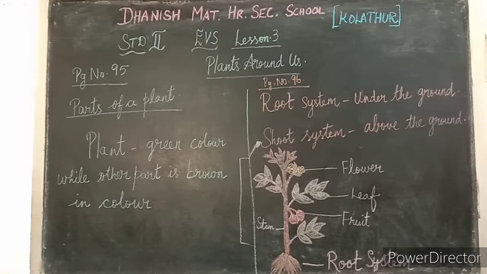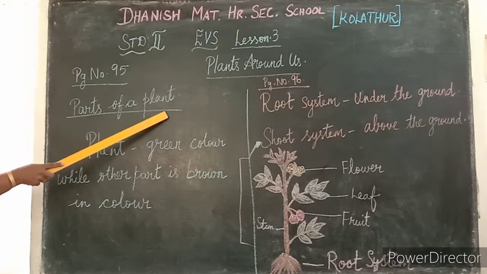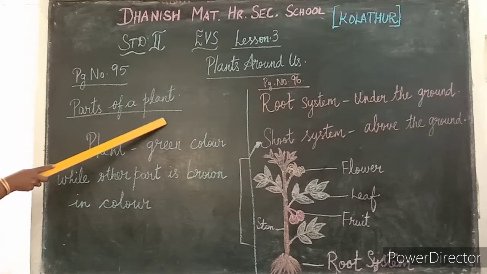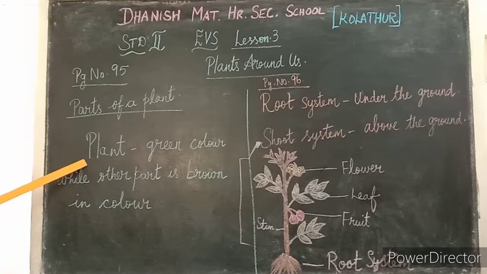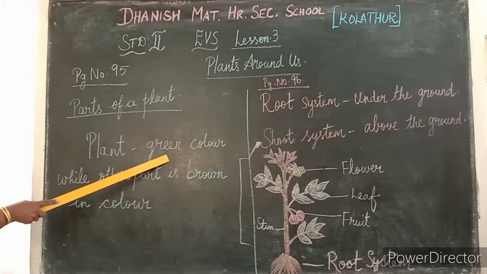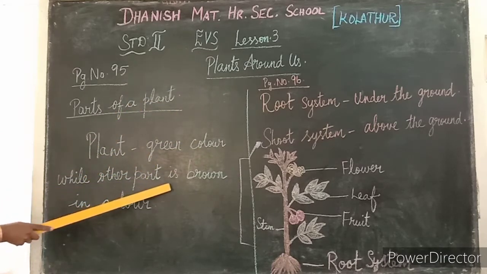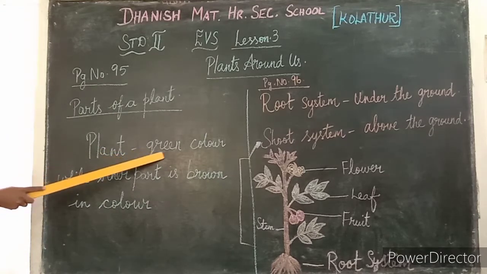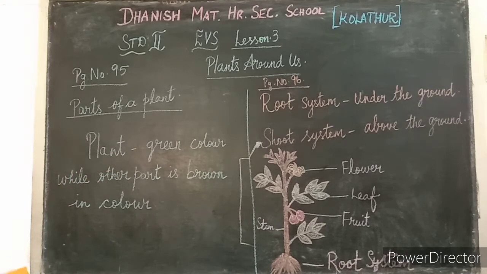Today we are going to learn about parts of a plant. First we are going to see the parts of a plant. You know the color of a plant, right? The plant is green in color. Why are the other parts brown in color? In a plant, you can see the leaves and all in green color, whereas other parts will be white or brown in color.